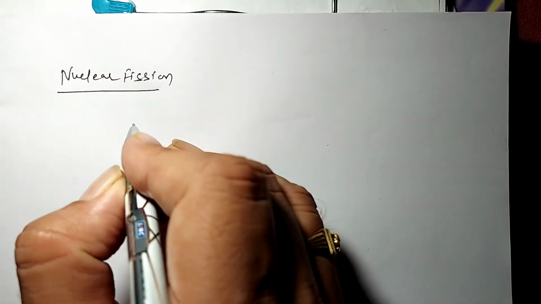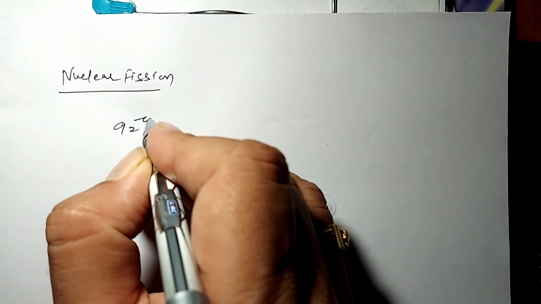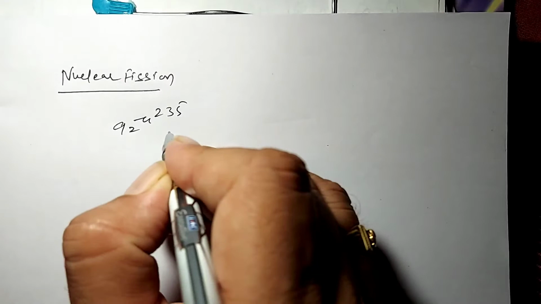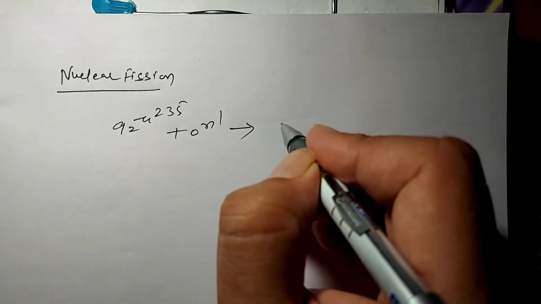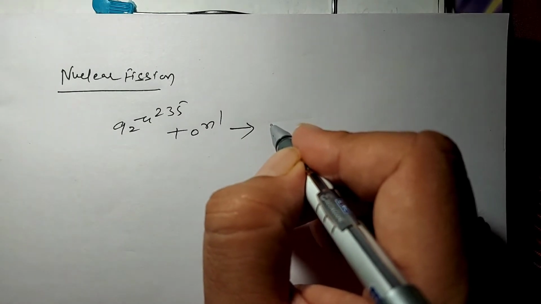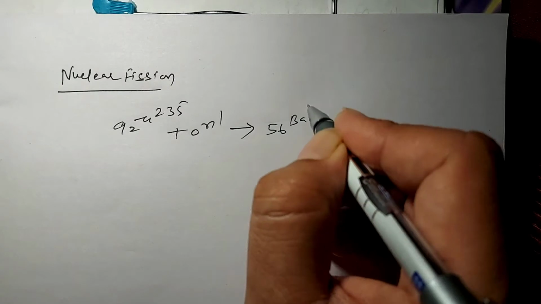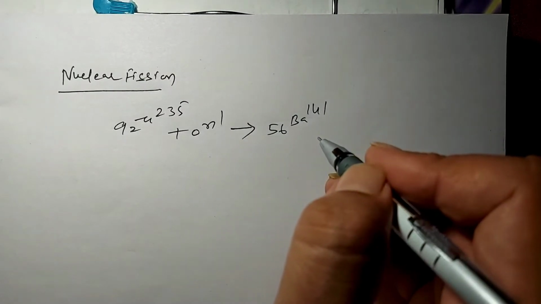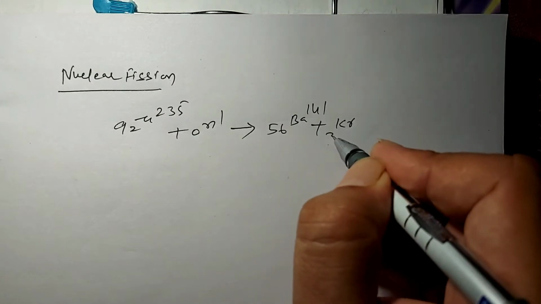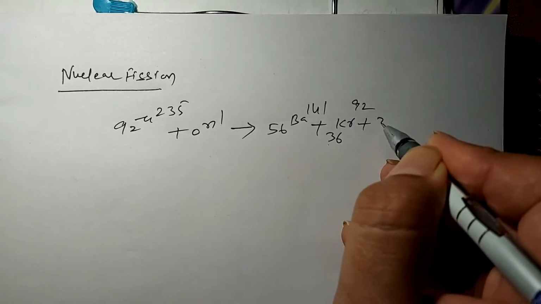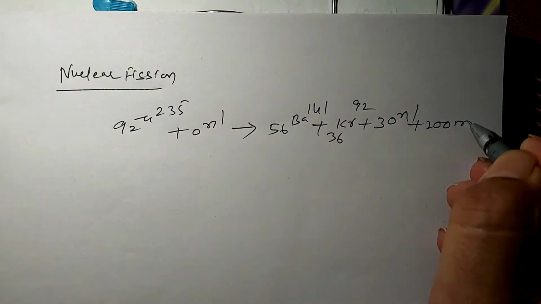So let us see that equation. 92 uranium 235 plus 0 neutron 1 gives rise to two intermediate mass nuclei, 56 barium 141 and also 36 krypton 92, plus 3 neutrons, and some amount of energy is released.